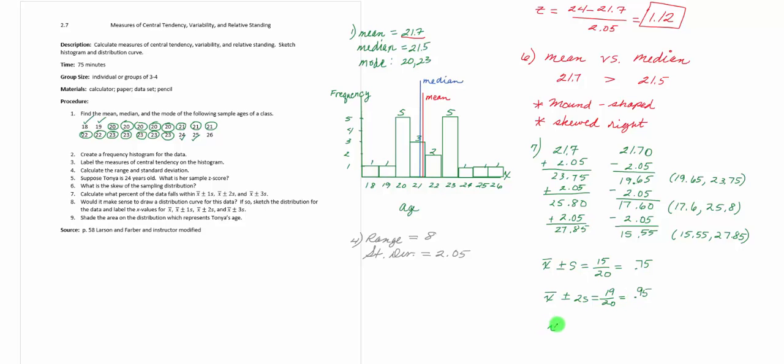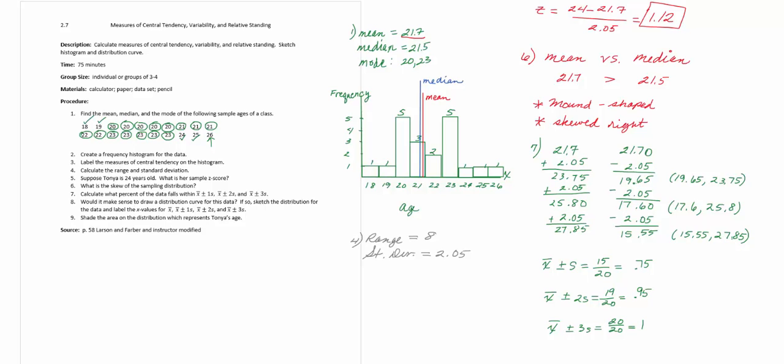And finally, to be within 3 standard deviations of the mean, the ages have to be at least 15.55 and less than or equal to 27.85. So the only measurement we haven't included yet is 26, and 26 does fall between that minimum and maximum. So now all 20 data points out of 20, or 1.